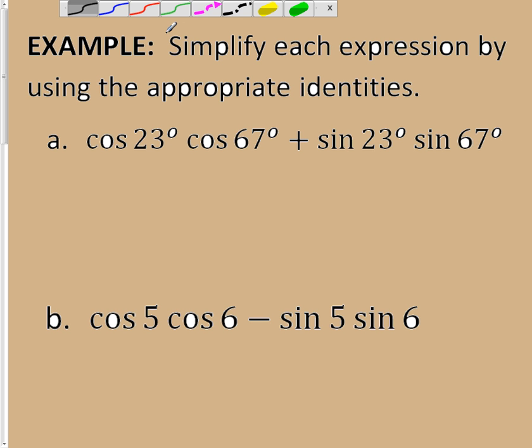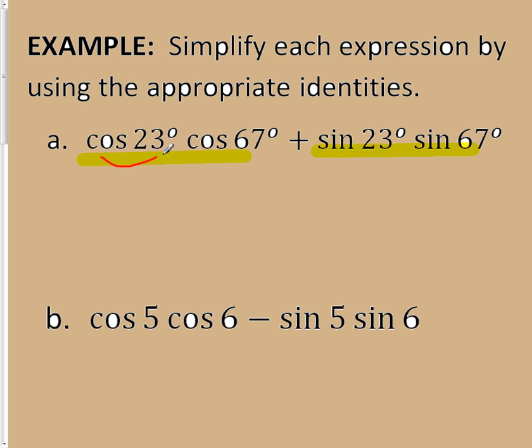So we're going to simplify expressions first by using the appropriate identities, and as I look at this, I'm looking for specific patterns. I have the cosine, cosine, and then I have sine, sine. So it looks like it wants to be the sum of cosine, or difference of cosine.